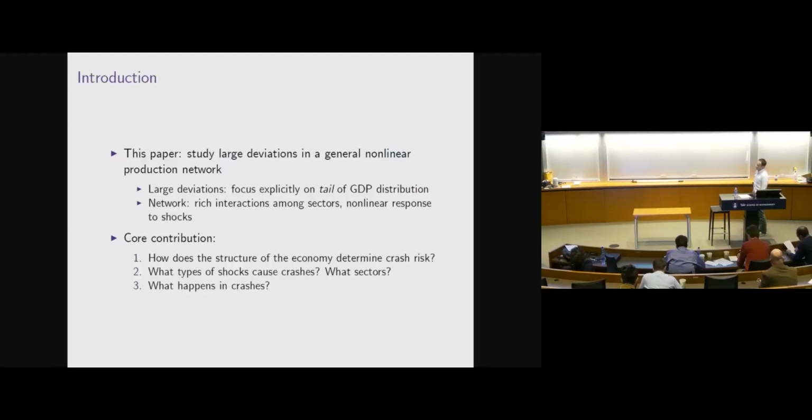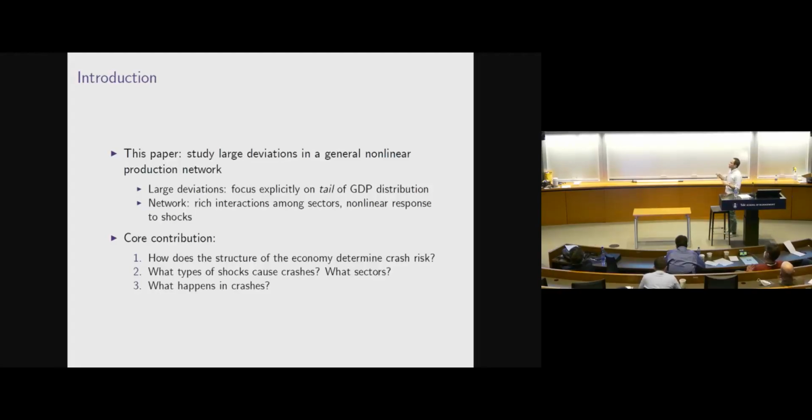That graph died. What I'm going to do in this paper is study large deviations in a general nonlinear production network. So I'm going to take a really general network that's kind of canonical. It can fit a whole bunch of different things, and the points here are more general and probably arise in financial networks. But I'm going to study a particular production model. So I'm thinking about large deviations, nonlinear networks.